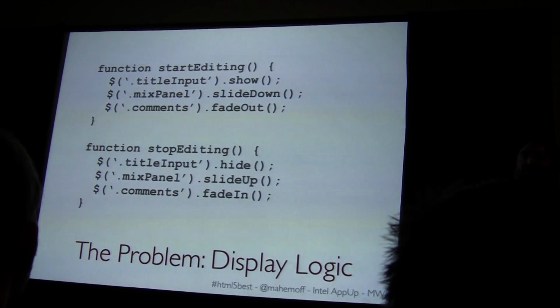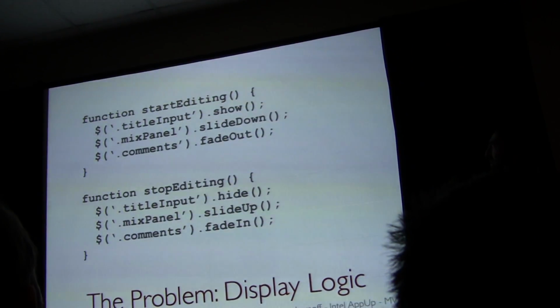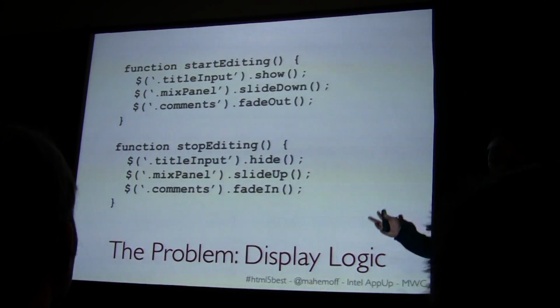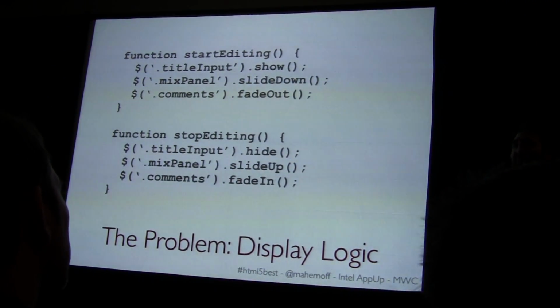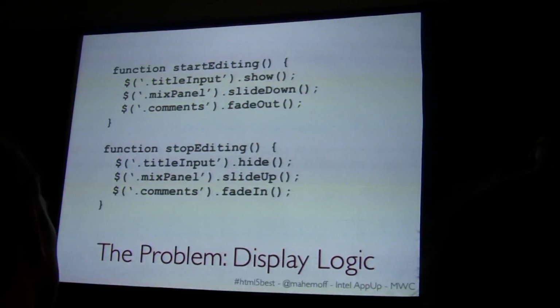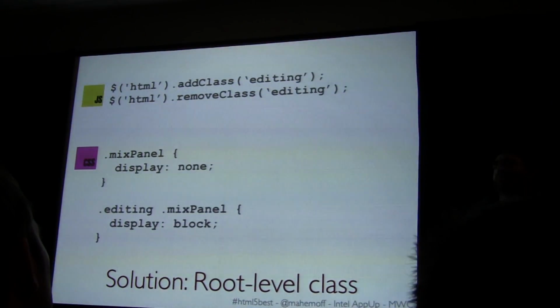And writing all this special code just to say what happens when you want to start editing, for instance. In this case, we're showing an item, and we're going to slide this thing down, and we're going to fade something in, and then when the user's finished, we'll roll it all back, and we'll write all the exact code again in reverse.